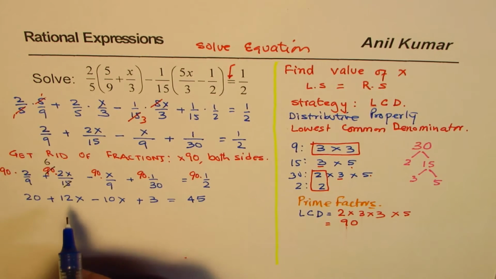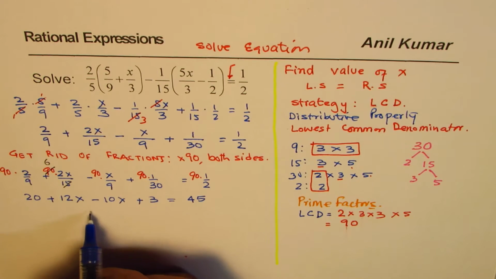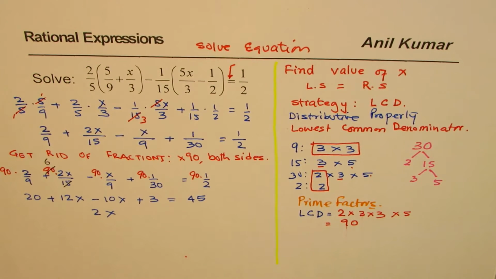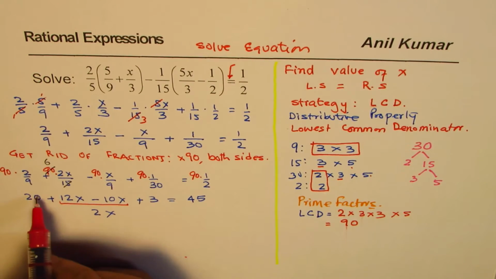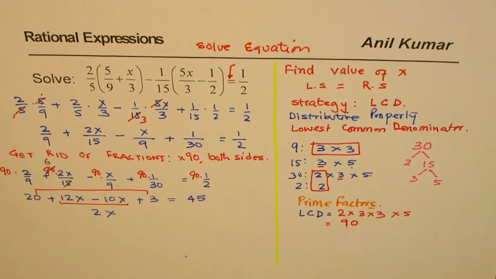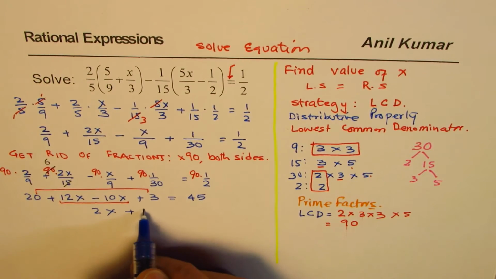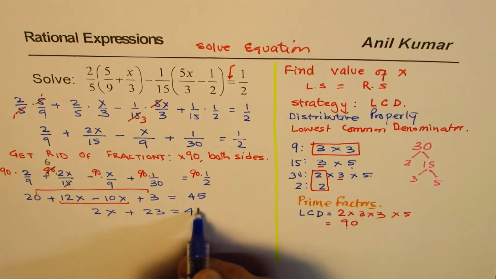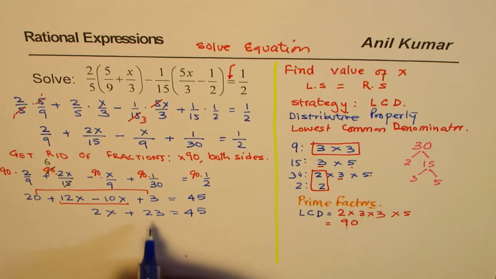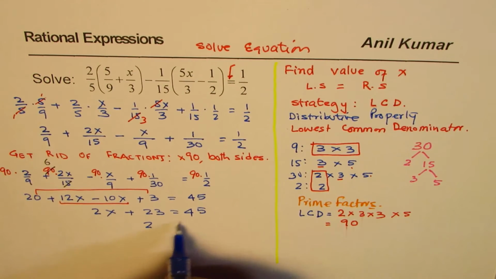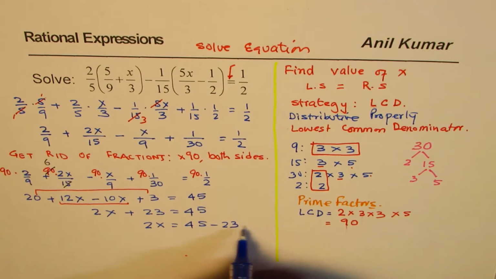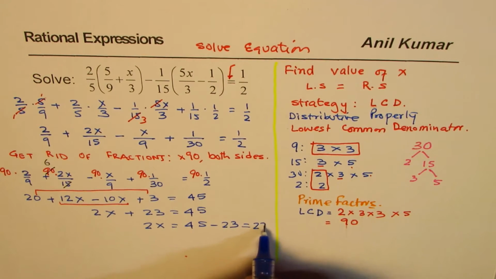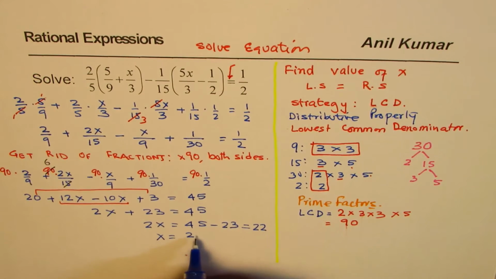So let's combine the terms. 12x minus 10x is 2x, right? So this gives us 2x. So what we did first is combine these two. And then 20 plus 3, these two, okay? 20 plus 3 is 23. So we have plus 23 equals 45. Now we can solve the equation by taking away 23 from 45. So 2x is 45 minus 23, correct? And that gives you 22. And x equals 22 divided by 2, which is 11.